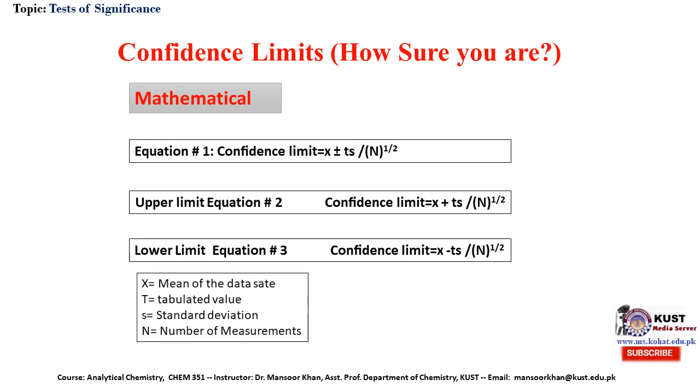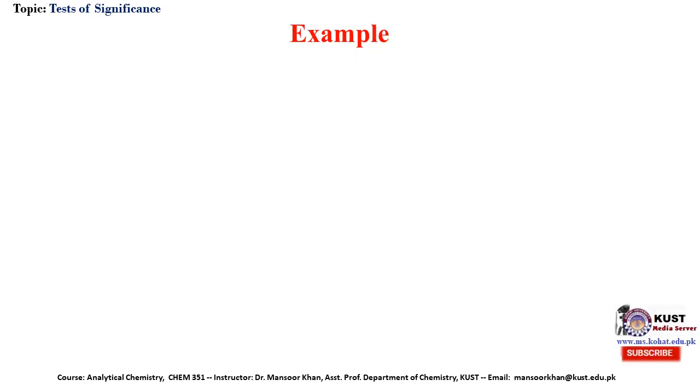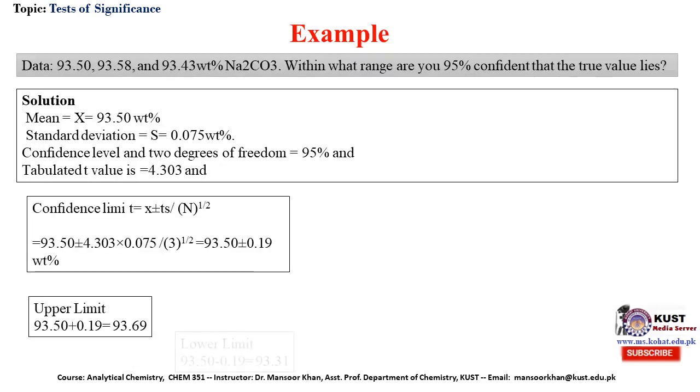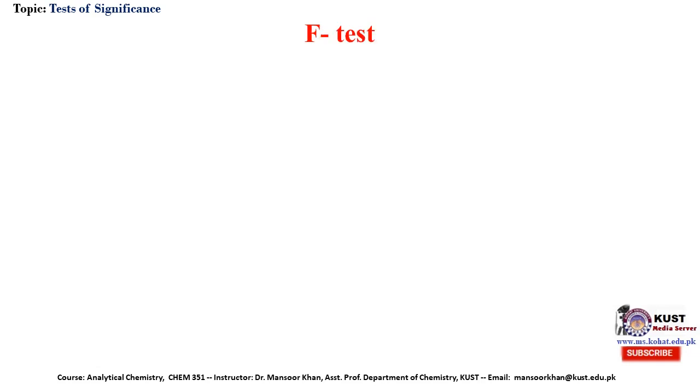Here x is the mean of the data set, t is the tabulated value, s is the standard deviation, and n is the number of measurements. Now we will go to calculate the test of significance. The first one is the F test.